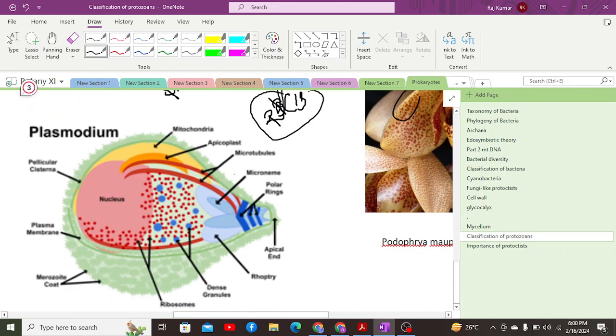And here is the structure of Plasmodium, such that it has a merozoite coat, plasma membrane, pellicular cisterna, as well as a rhoptry. These are the structural components of it. Polar rings are there, dense granules are there, which are involved in its structure. Micronemes, all of these are involved in its structure.